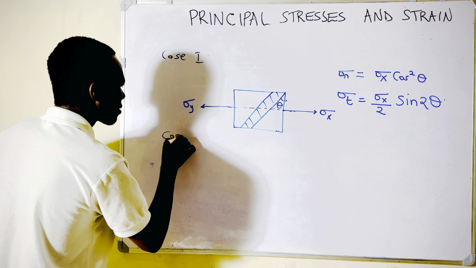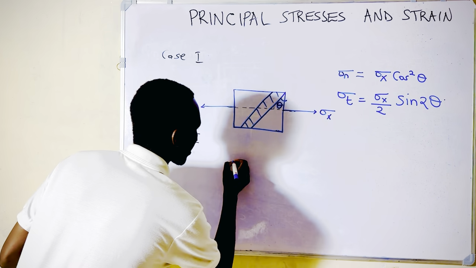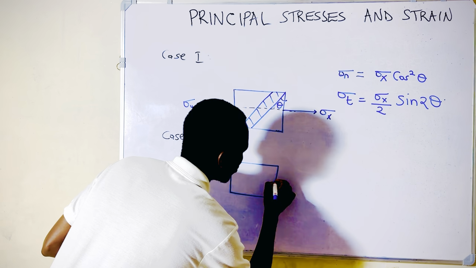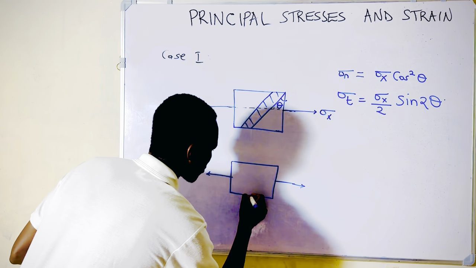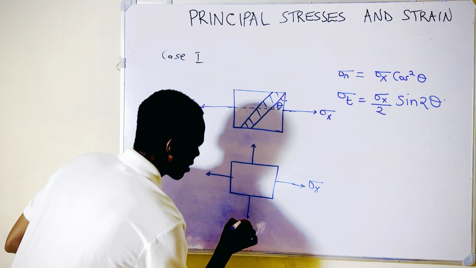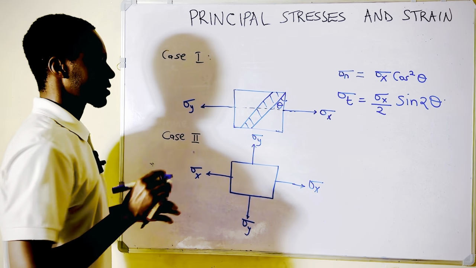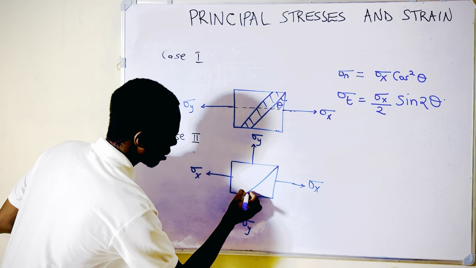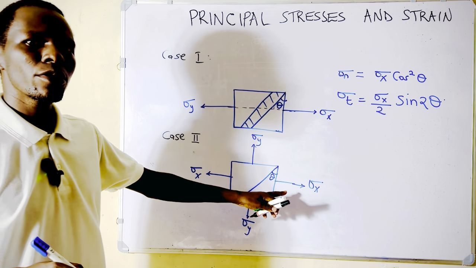Let us have a look at the second case, that is case 2. What if this member gets subjected to two mutually perpendicular stresses, like this. We're calling this one sigma x and this one sigma y. The same here is sigma y and this is sigma x. In this case, the inclined plane is at angle theta, which is the oblique angle.